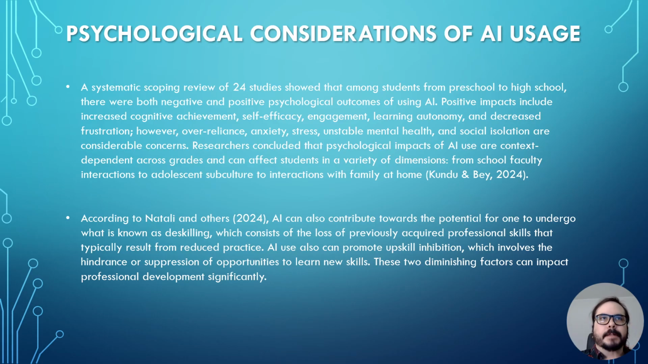Who knows? Another study finds that AI can contribute towards the potential for one to undergo what is known as de-skilling. De-skilling means the loss of previously acquired professional skills that are now outsourced to AI. AI just does the work for them, so if you don't use it, you lose it. You become rusty, right? There's also the potential for upskill inhibition. People will, instead of trying to learn something new, just have the AI do it for them, and they are missing out on a learning opportunity. These two factors can significantly impact professional development.